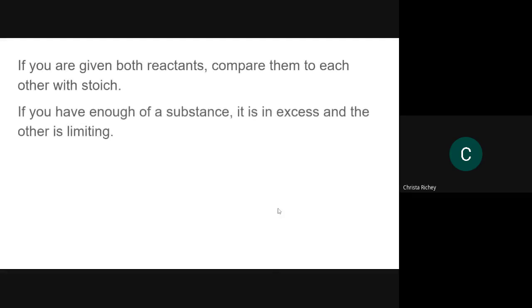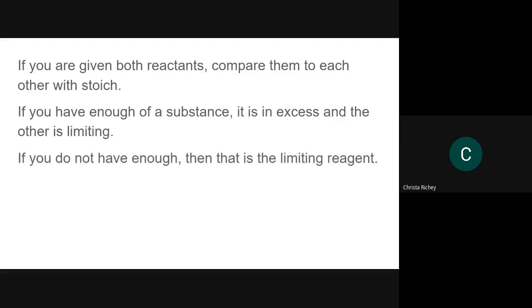If you're given both reactants, you compare them to each other. Pick one. I always pick the first thing that's listed just because I do. You're going to have known starting amounts for both. You're going to calculate with one of the ones that you choose how much of the other one is necessary. If you don't have enough, then it's a limiting reagent. If you have excess of it, then the other thing was the limiting reagent. When I go through the math, it'll make more sense, and this might be why we have to go back over this on Monday.